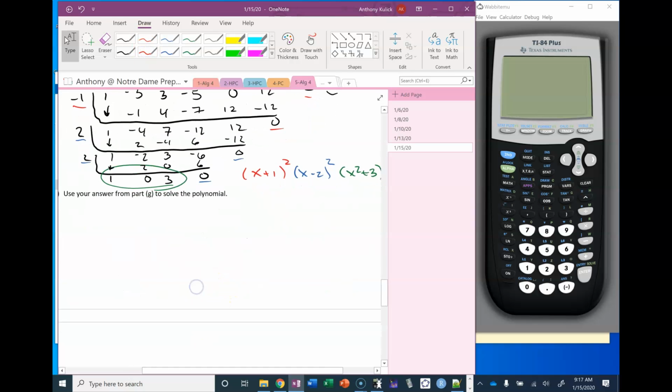So the last part then, if I set each of these equal to 0, and solve, I get -1. I get +2.